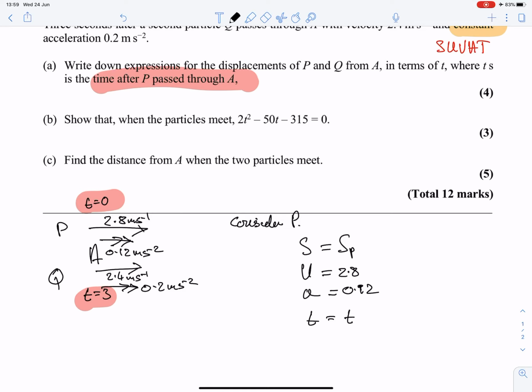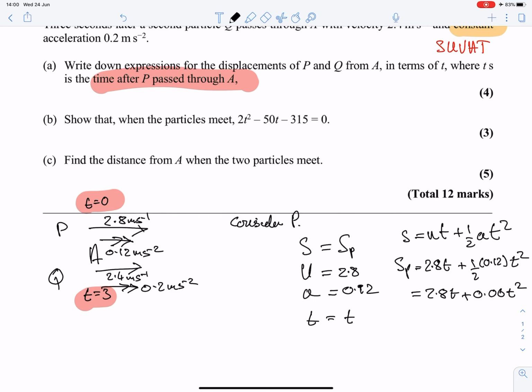What equation do we use? So it's going to be S equals UT plus a half AT squared. And now we can substitute in SP equals 2.8T plus a half times 0.12 T squared. We can tidy that up, 2.8T plus 0.06 T squared.